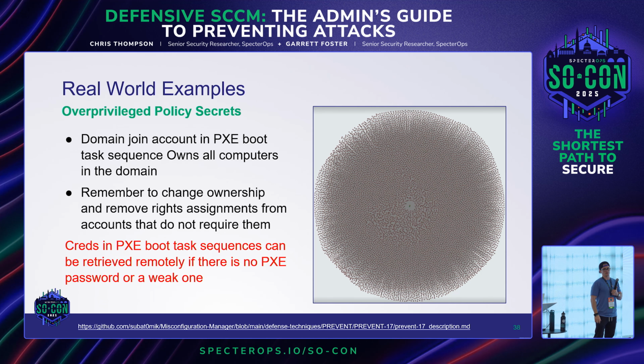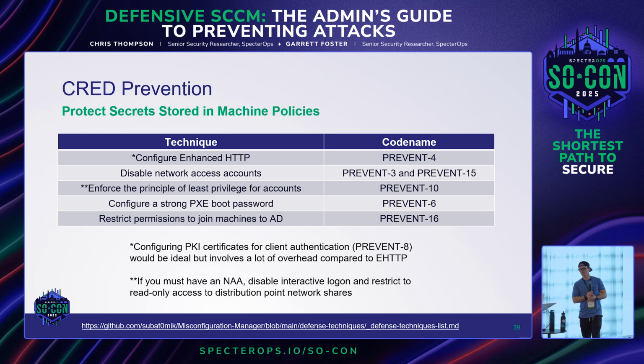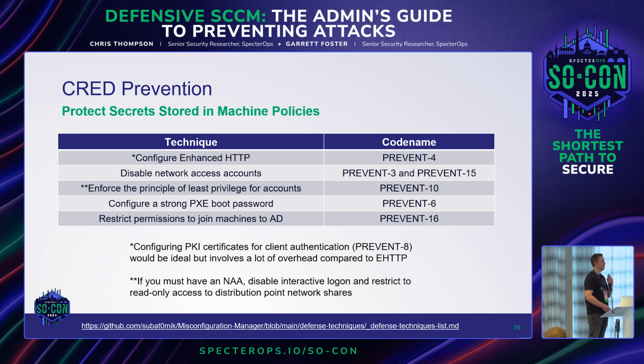So the key thing with these is they are over permissioned, like excessively over permissioned, and it's just a legacy thing that people forget about, and I guess we can remind them. So one thing to prevent this is obviously restrict the access that these accounts have, especially your network access accounts or accounts using task sequences. The network access account in particular just requires read access to a distribution point. It doesn't need domain admin, but we see that it does have that in a lot of real world cases.